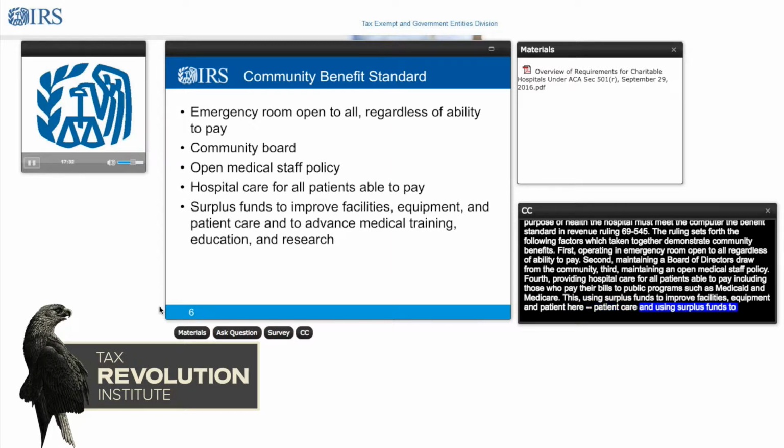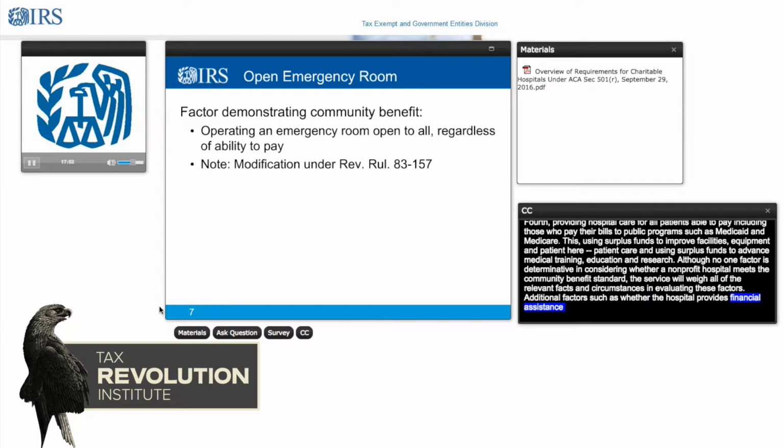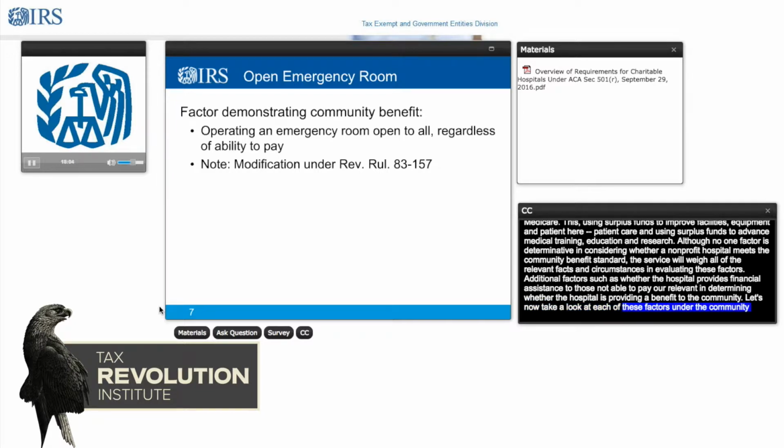Although no one factor is determinative in considering whether a nonprofit hospital meets the community benefit standard, the Service will weigh all the relevant facts and circumstances in evaluating these factors. Additional factors such as whether a hospital provides financial assistance to those not able to pay are relevant in determining whether the hospital is providing a benefit to the community. Now, let's take a look at each of these factors under the community benefit standard, and Cheryl will start us off with that. Cheryl?